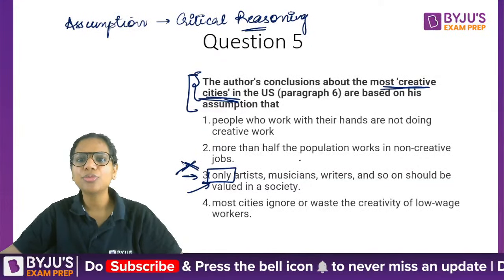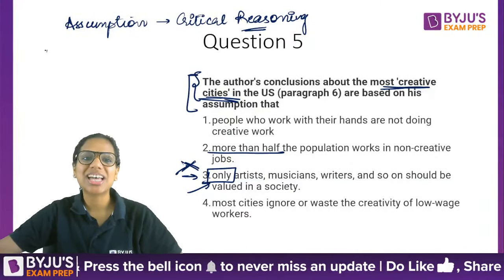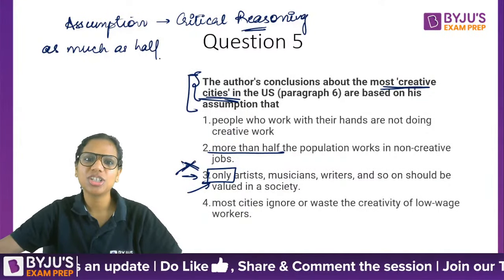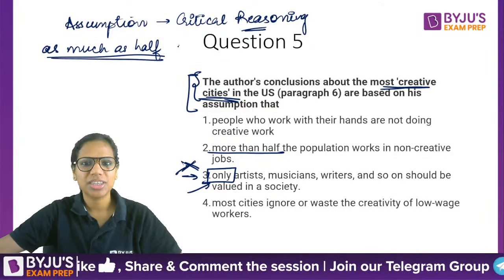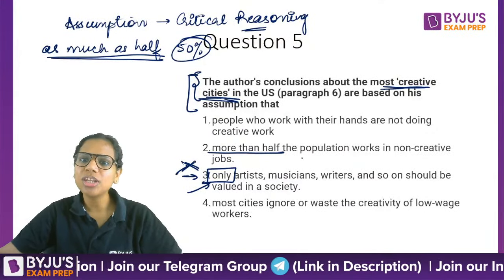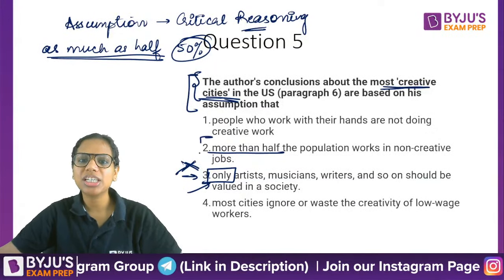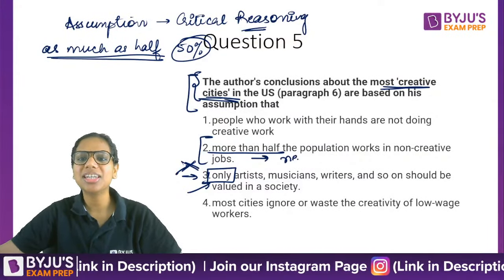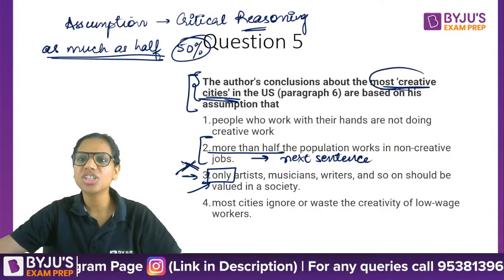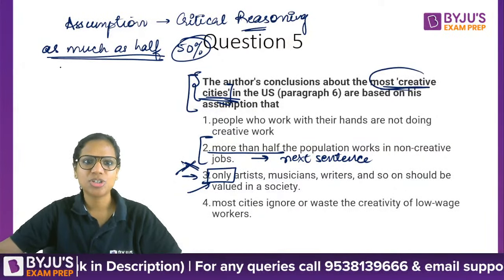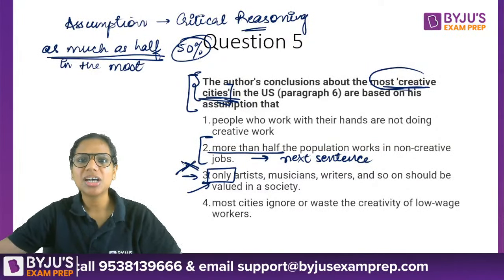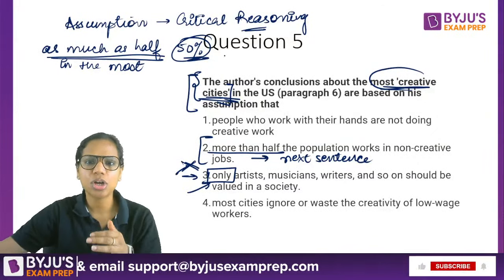2. More than half. No, no, no. It says as much as half the population. As much as half the population in our most creative cities. That means 50%. Now, more than half of the population works in non-creative jobs; this is something that is mentioned in the next sentence. But this is not something that is true of the most creative cities. As much as half in the most creative cities works in creative jobs. That means the other 50% in creative cities works in non-creative jobs.